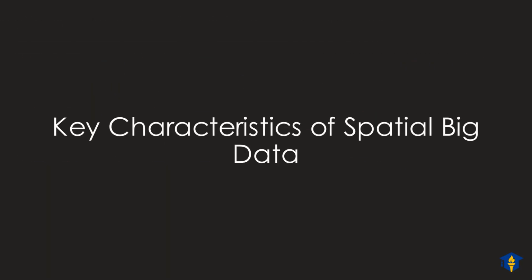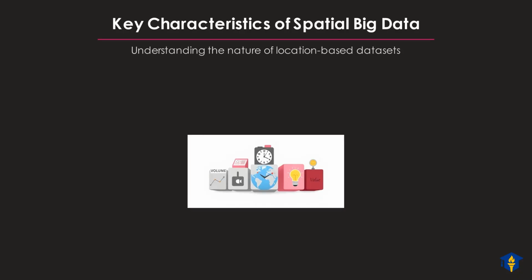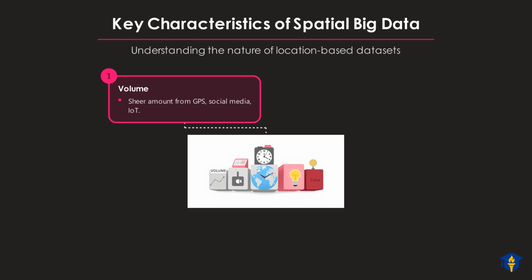We are now exploring the key characteristics that define spatial big data. It is important to understand the fundamental nature of these large, location-based datasets. First, we have volume, which refers to the sheer amount of data. This immense data quantity comes from sources like GPS, social media, and IoT devices.